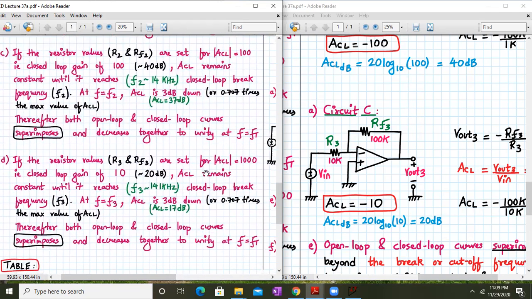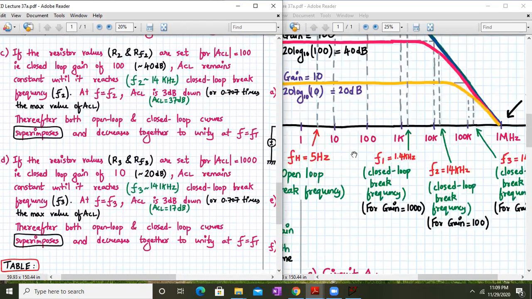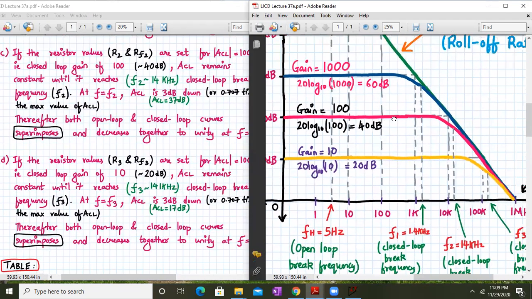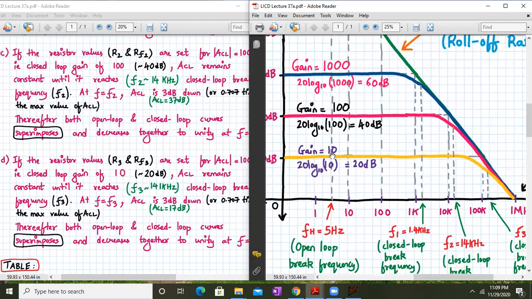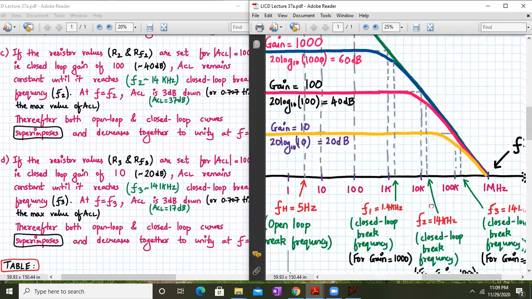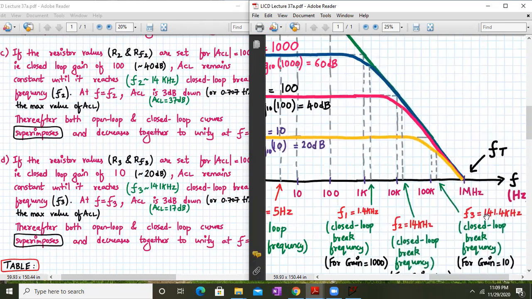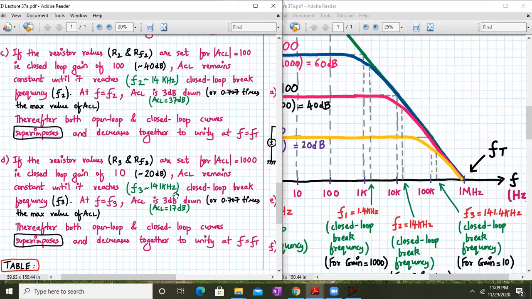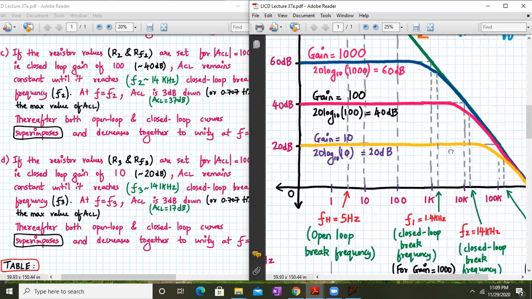So your closed loop gain will remain constant. Let us see over here. It is marked in yellow color. This closed loop gain for a gain of 10 will be almost constant until it reaches the closed loop break frequency of 141.4 kilohertz. At f equal to f3, your closed loop gain will be 3 dB down. That will be at around 17 dB.